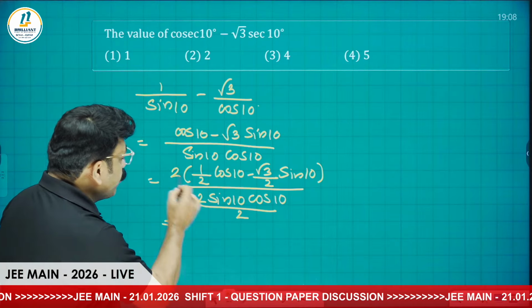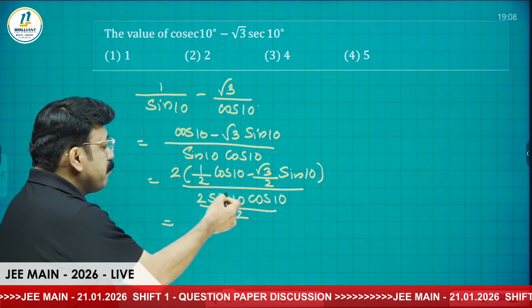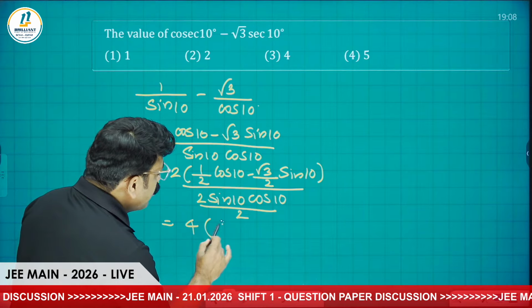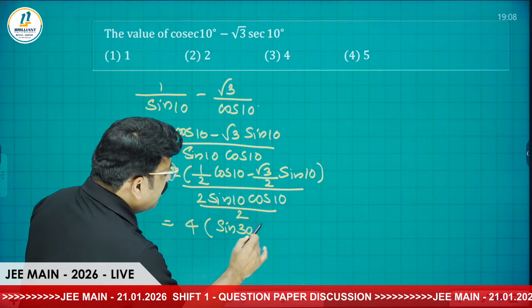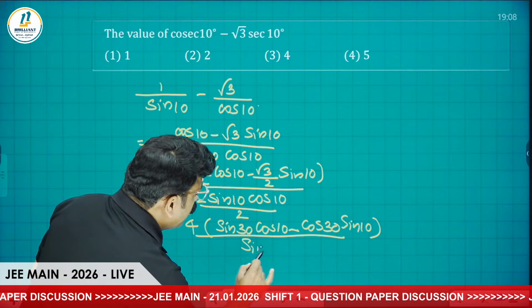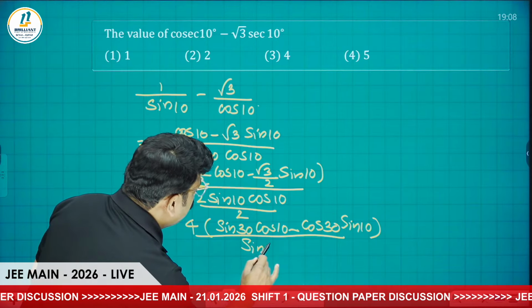Then 2 into 2 is 4, into (1 by 2, which is sine 30) into cos 10, minus root 3 by 2, which is cos 30, into sine 10, divided by 2 sine 10 cos 10. 2 sine theta cos theta goes to sine 2 theta, so sine 2 into 10, sine 20 will come.